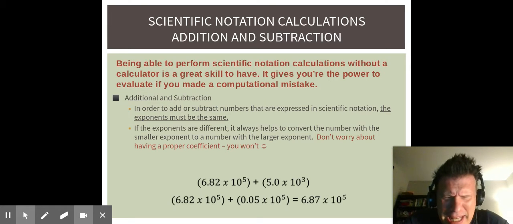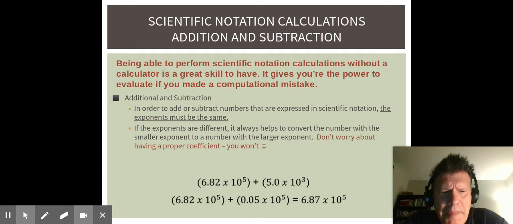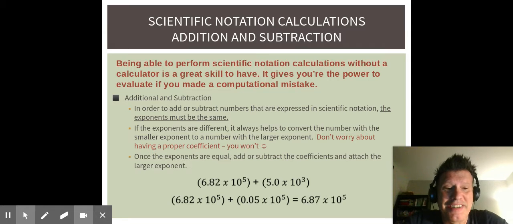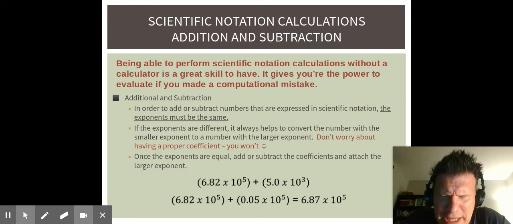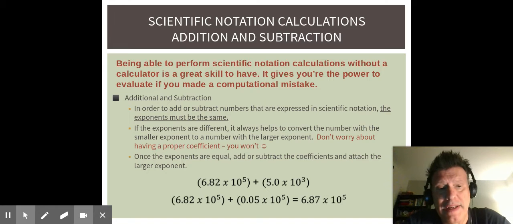All right. And again, you could read that yourself, but I'm just giving you the highlights. I feel like a sportscaster. In this section, once the exponents are equal, then you can solve the problem. But again, most of the time your calculator will be able to do that for you.